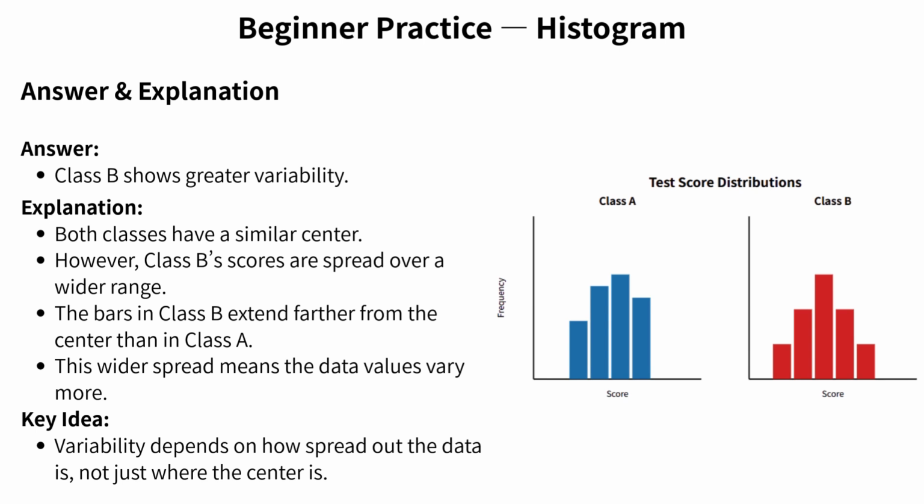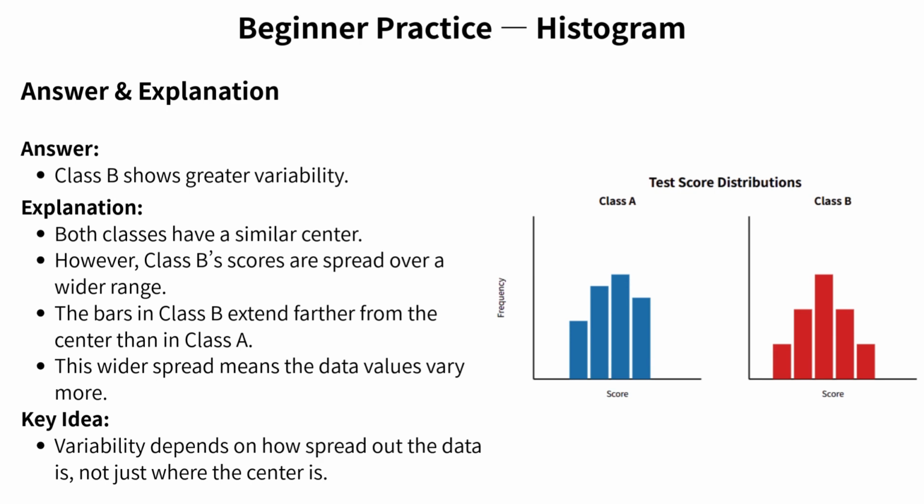Now focus on the width of each histogram. In Class A, most of the scores are clustered close to the center. The bars do not extend very far to the left or to the right. This means the scores are relatively consistent. In contrast, Class B's histogram covers a wider range of values. The scores extend farther away from the center on both sides. Some values are much lower, and some are much higher. This wider spread tells us that the data values in Class B vary more. That is exactly what greater variability means.